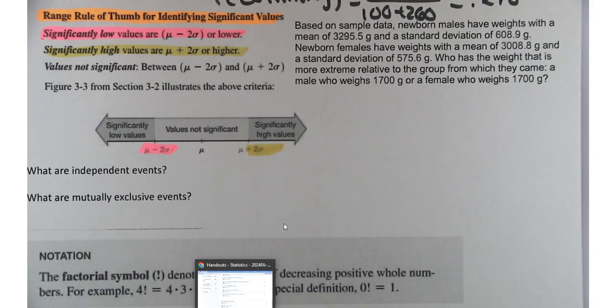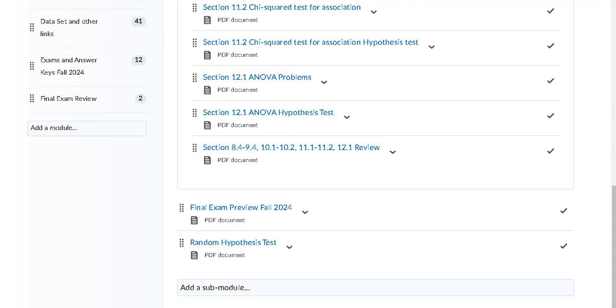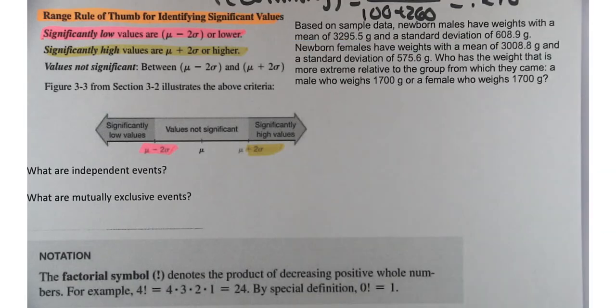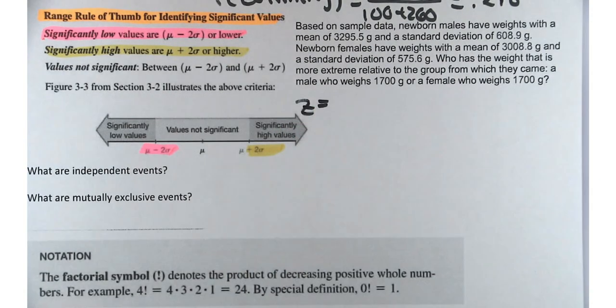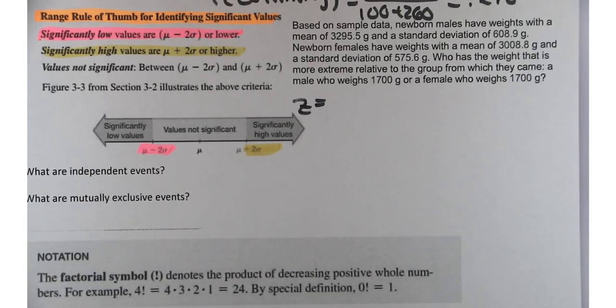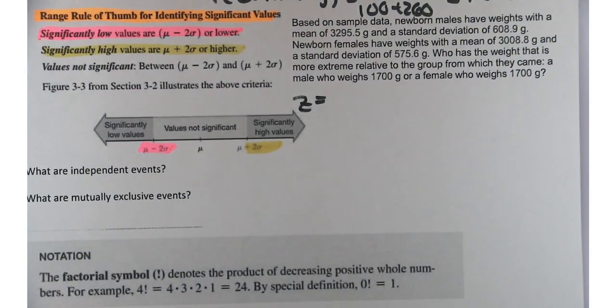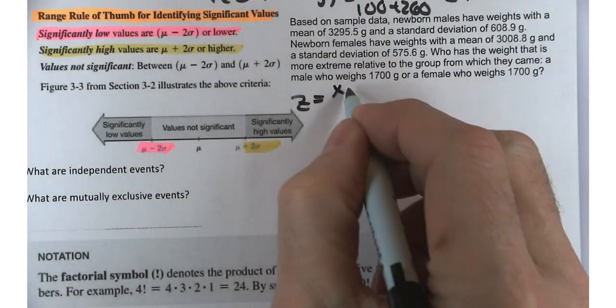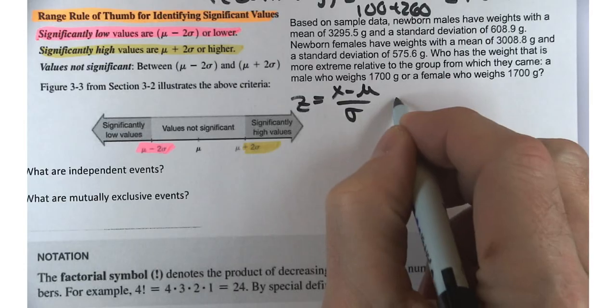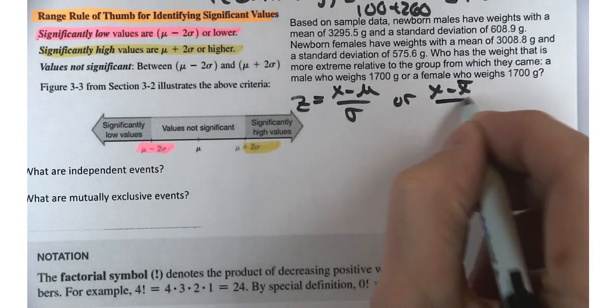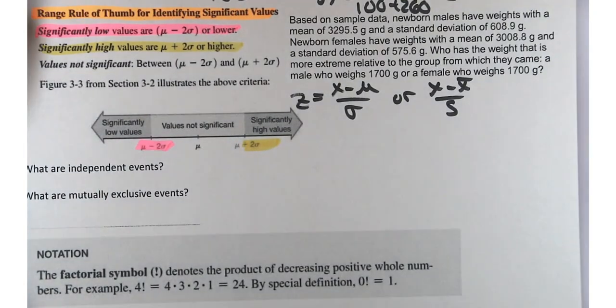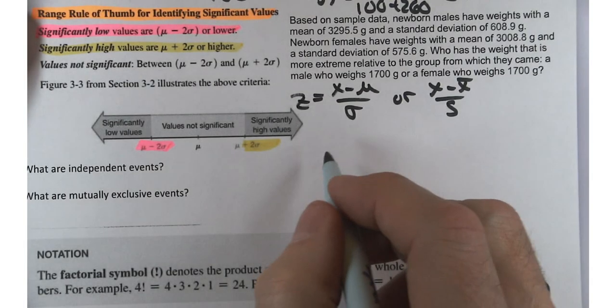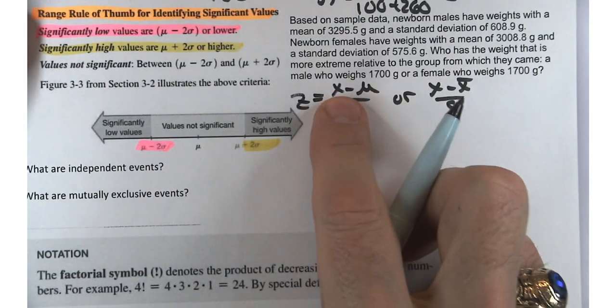3295 minus 1700 divided by the standard deviation. What's that thing called? It's not a word, it's a letter. Z. It's your Z-score. Well done. So you're going to calculate your Z-score. I'll give you 2 different notations for it: x minus mu divided by sigma, or x minus x bar divided by s. Depending on whether you have sample data or population data, you take your data minus the mean, divided by the standard deviation.